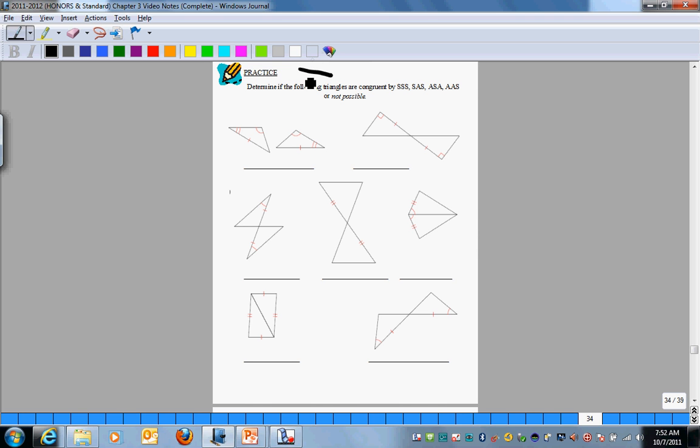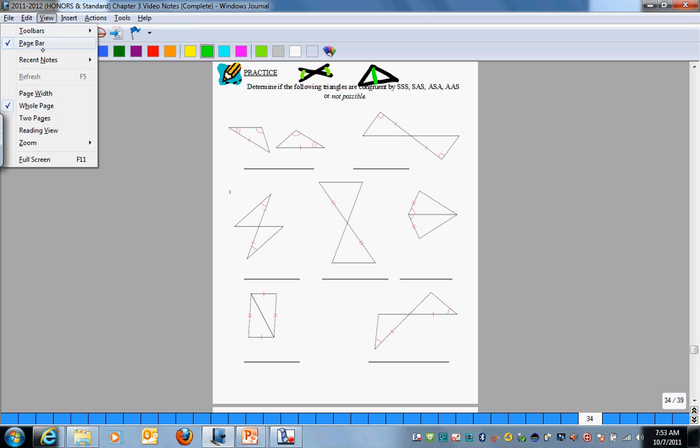The first freebie and the most important would be vertical angles. And you should also be looking for reflexive sides, a side that's shared by 2 triangles. Reflexive angles are not as common, although if you see them, you should spot them. So let's take a shot at what we have here.